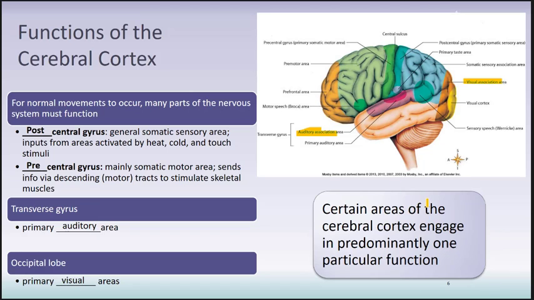No part of the brain functions alone, and this is really important to remember: many structures of the central nervous system must function together in order for any one part of the brain to function normally. But there are certain areas of the cerebral cortex, as we've just discussed, that engage in predominantly one particular function.